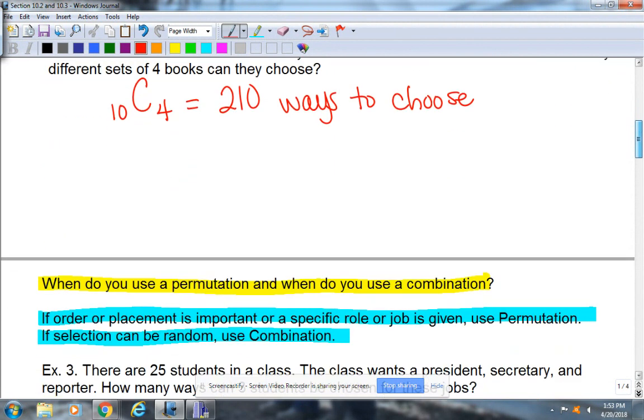Okay. So this is highlighted. I think it grayed out on your notes. I'm sorry. It says, when do you use a permutation and when do you use a combination? Okay? So, if it matters the order in which things are chosen, then it's a permutation. If order matters, it's a permutation. I always say if order is important, it's a permutation. Okay? If order is important, then that means it's a permutation.